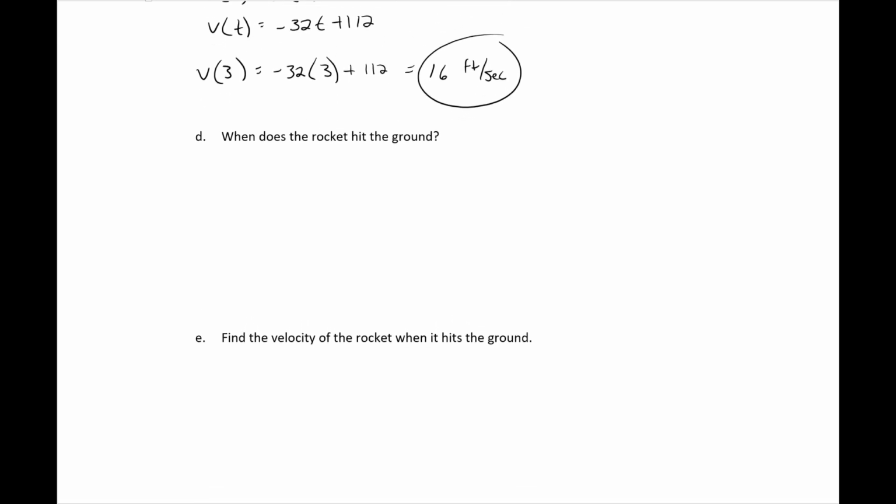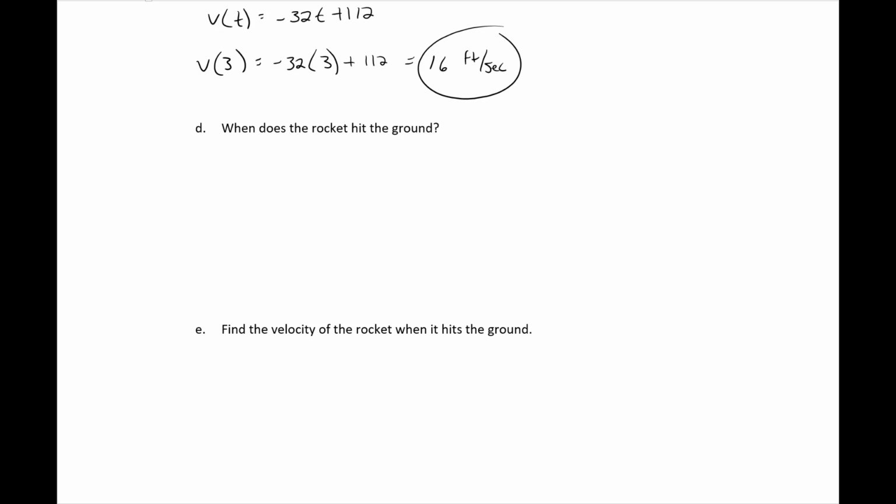Next, we want to know, when does the rocket hit the ground? When the rocket hits the ground, we know that position, s of t, is going to equal 0. So we need to solve this equation for time t. s of t was negative 16t squared plus 112t, and we set that equal to 0. Again, factor first. This factors very easily. We have a greatest common factor of negative 16t that we can factor out, which leaves us with t minus 7 inside, equals 0.